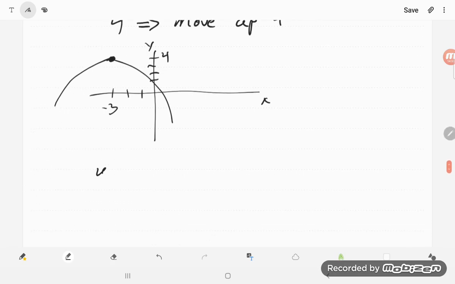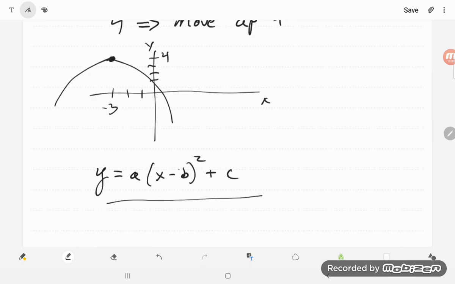And so we want to work with this particular form, this vertex form, a(x minus b) squared plus c. So that is the form we will work with to fit our data. Okay, so I guess that's good for this one.